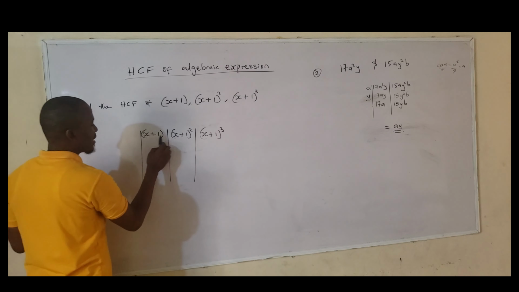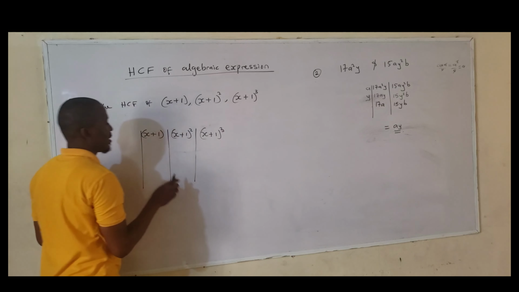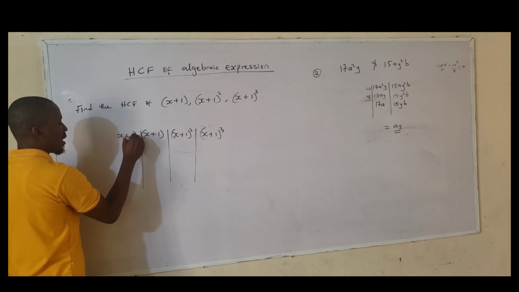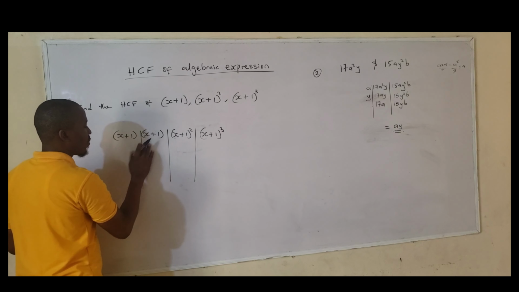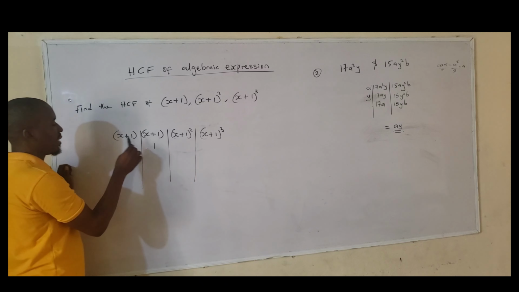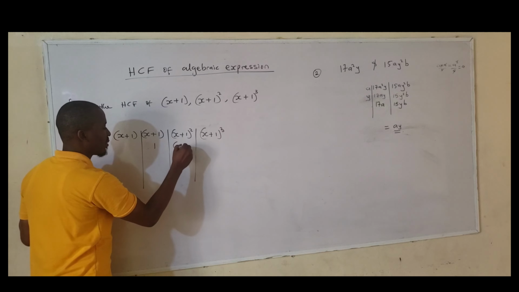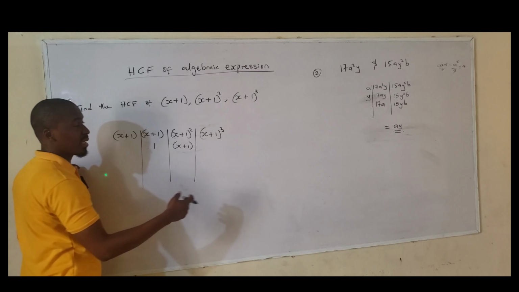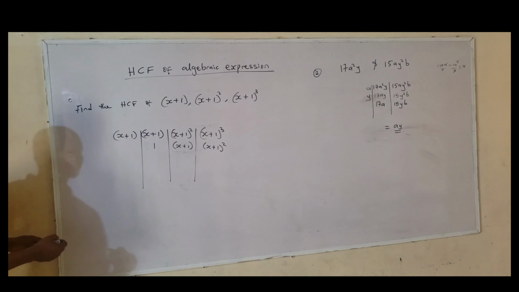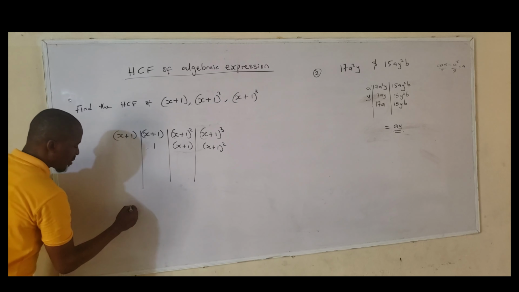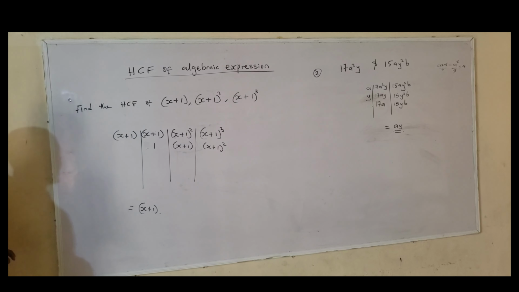Now, if you look at this, x plus 1 is in just one place here, twice here, three times here. So that gives us x plus 1 as common. If x plus 1 divides this x plus 1, I will have 1 remaining. And if x plus 1 divides this, remember this means it is in two places, so one of it will remain. And this one means it is in three places, so two of it will remain. So what is our highest common factor? Our highest common factor is just x plus 1.